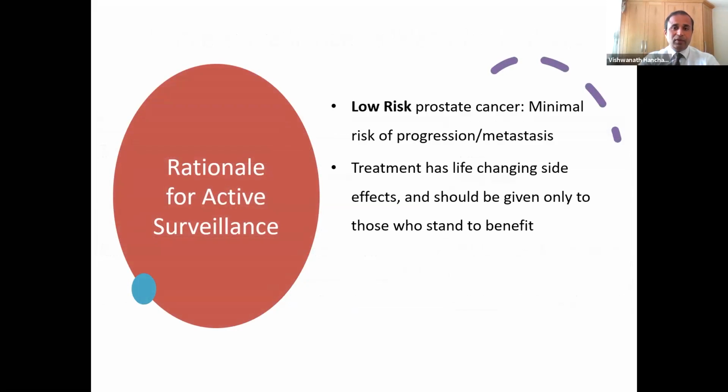What's the rationale? We know that low-risk prostate cancer has a low or minimal risk of progression, and almost no risk of metastasis. In a large Hopkins trial, there was 1 in 10 to 15,000 patients where there was metastasis in a Gleason 6 prostate cancer. On the other hand, we know that the treatments we offer, either robotic prostatectomy or radical surgery, although they have had a good evolution over these years, still a few patients can have life-changing side effects.